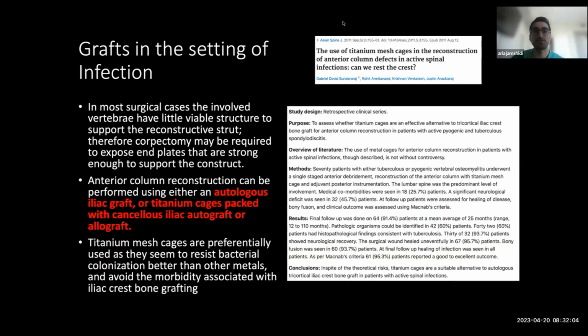This was just an interesting study looking at the use of titanium mesh cages in the reconstruction of anterior column defects, essentially demonstrating that in spite of theoretical risk, titanium cages are a suitable alternative treatment to autologous tricortical iliac crest bone graft in patients with active spinal infections.